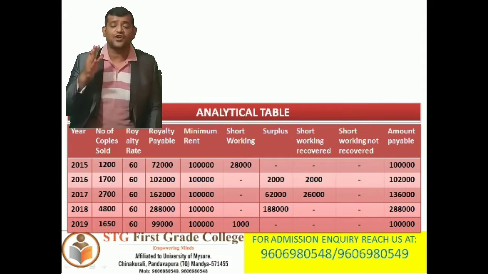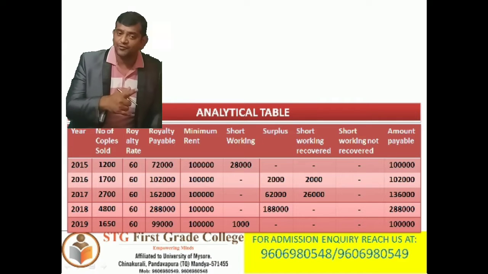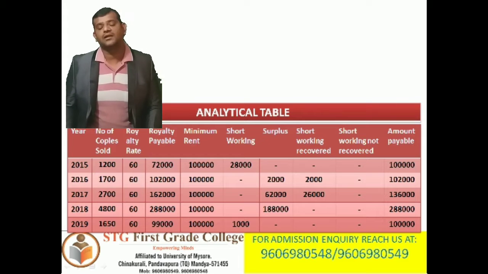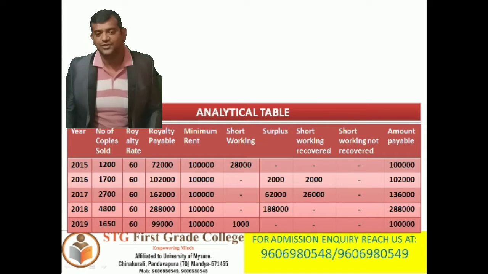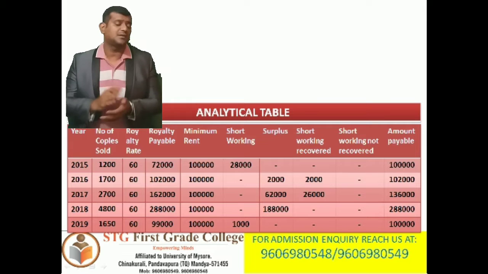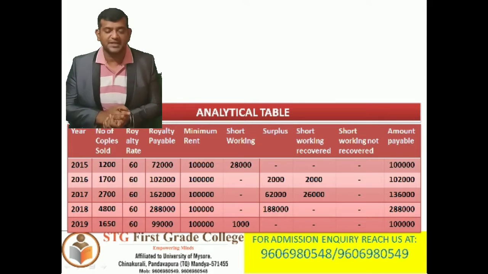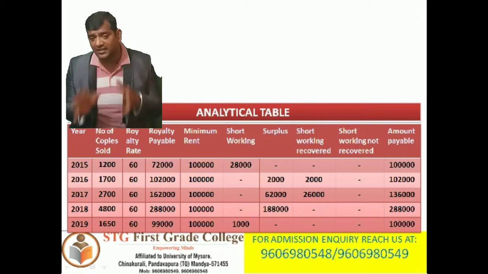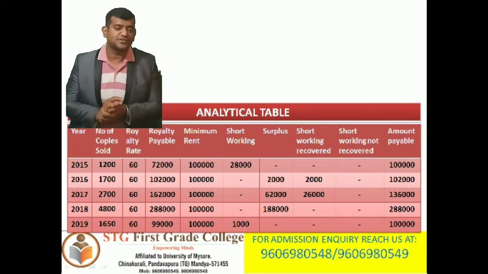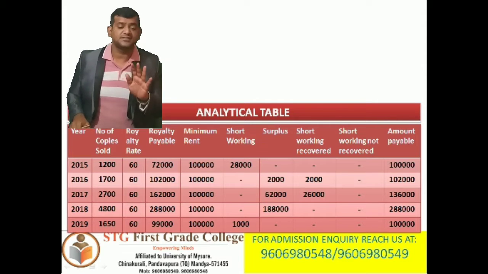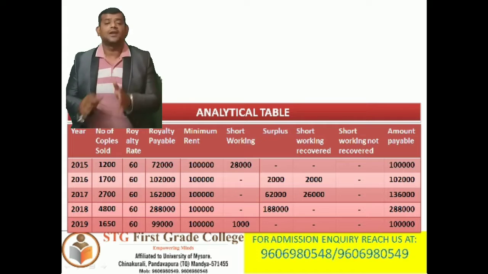How many copies have been sold? Check out the working note: 1,200 books. So 1,200 at the royalty rate of 60 rupees, 1,200 into 60, that comes to 72,000 rupees. But for that year, the minimum rent has been fixed at 1 lakh rupees. For all five years, the minimum rent is a constant 1 lakh rupees.